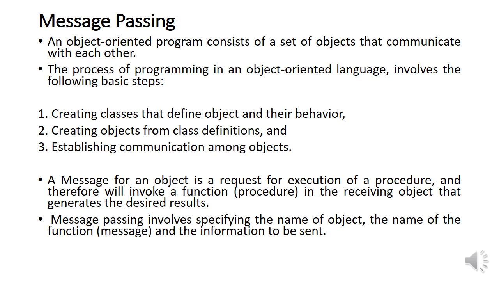A message for an object is a request for an execution of a procedure, and therefore it will invoke a function in the receiving object that generates the desired results. The message passing involves specifying the name of the object, the name of the function, and the information to be sent.